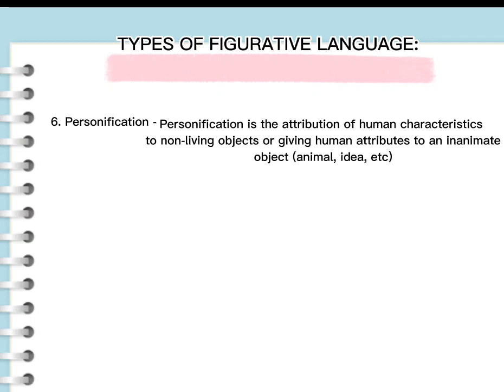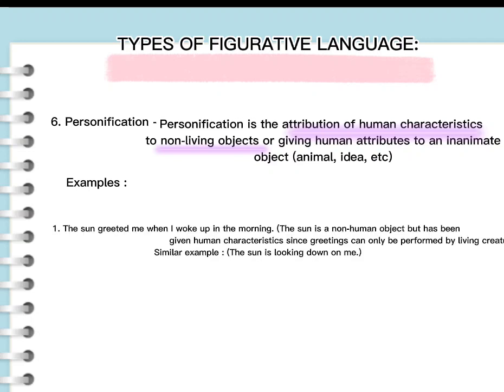Personification is the attribution of human characteristics to non-living objects, or giving human attributes to an inanimate object, animal, idea, etc. Our key phrase is attribution of human characteristics to non-living objects. Do you get it? Let's have an example to solidify our understanding. Number 1 is this. The sun greeted me when I woke up in the morning. The sun is a non-human object, but has been given human characteristics since greetings can only be performed by living creatures. So that is why it is called personification.